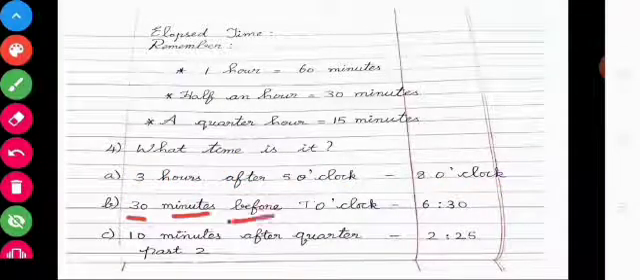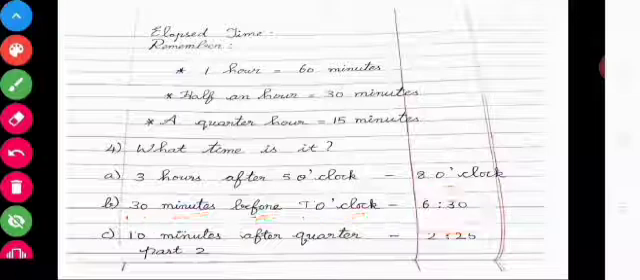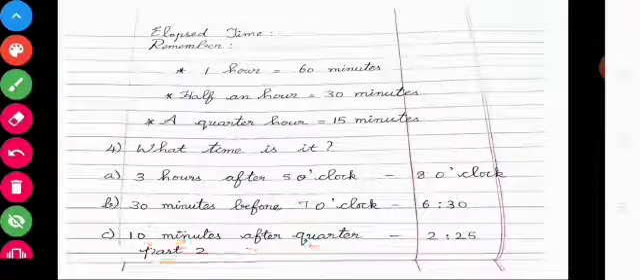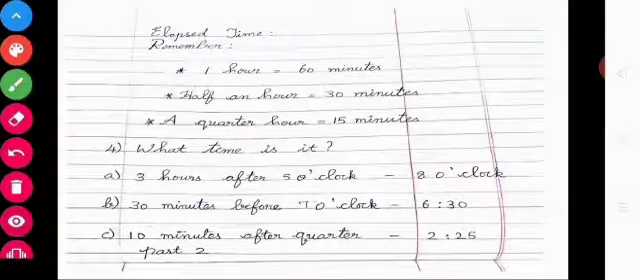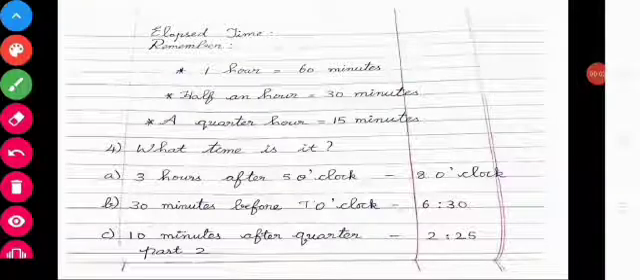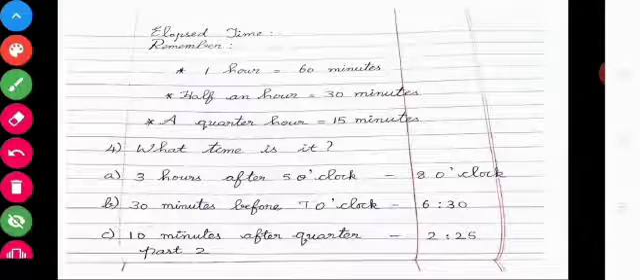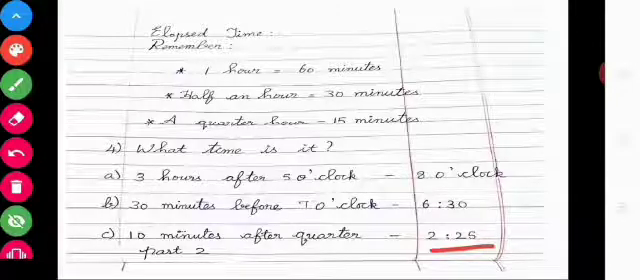30 minutes before 7 o'clock. Do the subtraction. 7 o'clock minus 30 minutes. So what is the time? 6 o'clock 30 minutes. And the next one: 10 minutes after quarter past 2. Quarter past 2. So actually what is the time? 2 o'clock 15 minutes. Then add 10 minutes. What is the time? 2 o'clock 25 minutes.